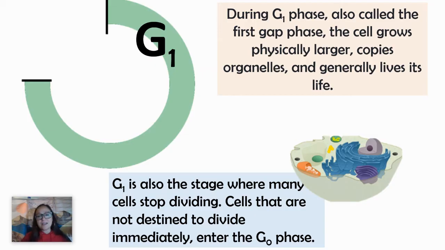But other cells, like our skin cells, for example, only last for about 24 hours. So they're constantly dividing. They would not go through this G naught phase. They would be in G1, then move into S phase, G2, M phase, and just keep on dividing. So the different lifespans of cells vary depending on the cell itself.